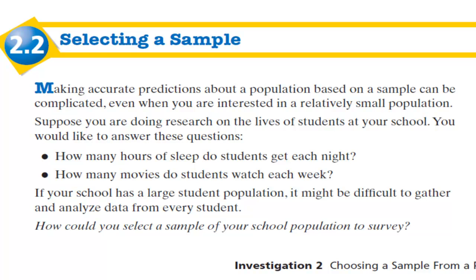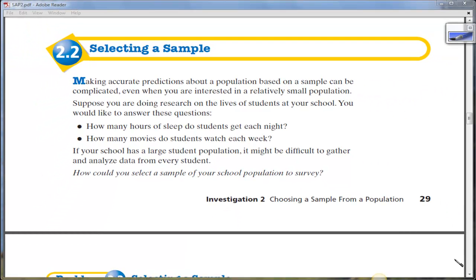What size of a sample do you think you need? Who would be in that sample? And how would you go about asking those people? And how would you choose which people to ask? Pause the video and talk about that with your partner, and then we can move on to the questions.